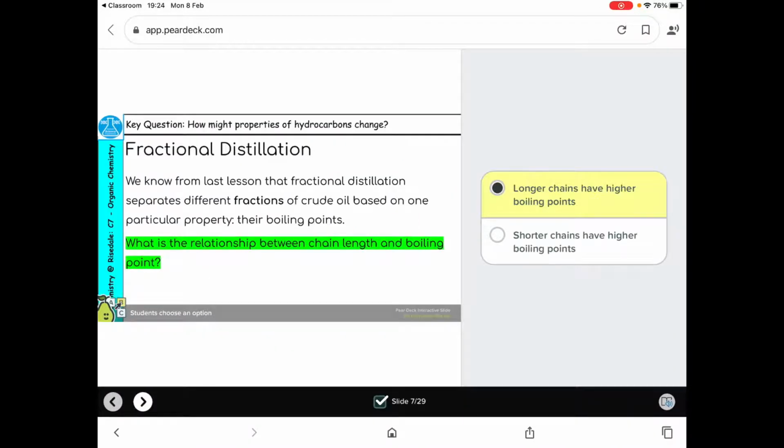So we know from last lesson fractional distillation will separate them into fractions. What is the relationship between chain length and boiling point? So the chains at the top of the tower had shorter chains, but they boiled first, so they had lower boiling points. At the bottom of the tower were the longer chains, and you had to heat them more for them to boil, so longer chains have higher boiling points.